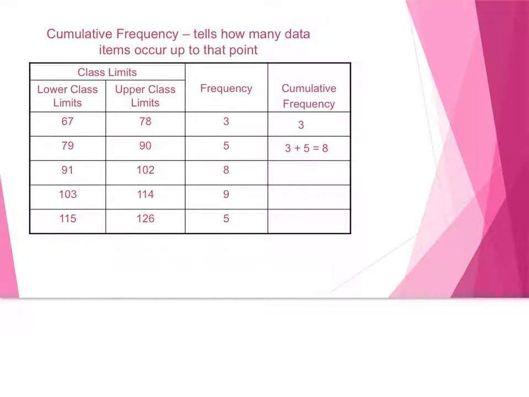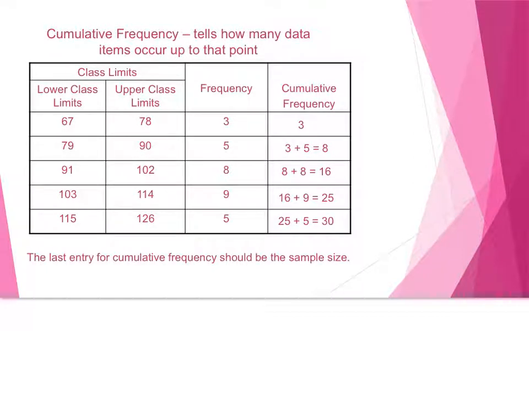When I go to the third class, again, it's not how many are in the third class, it's how many are in all the classes up to the third class. So in the second class I had 8. To find the cumulative frequency for the third class, I have to add another 8. And so on. The last entry should be how many I had in the entire sample, or again, somewhere I have gone astray.